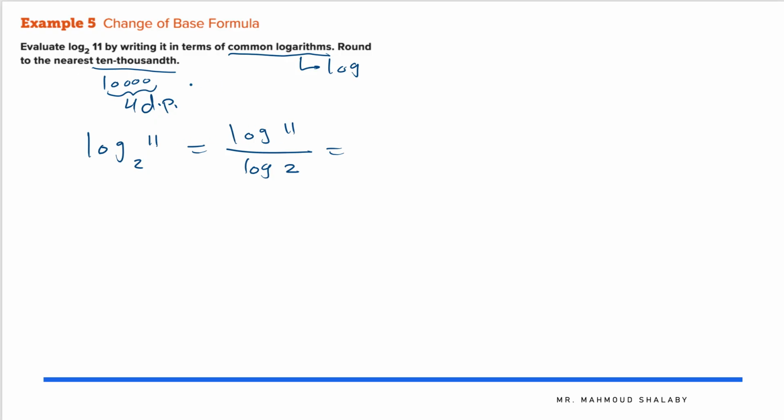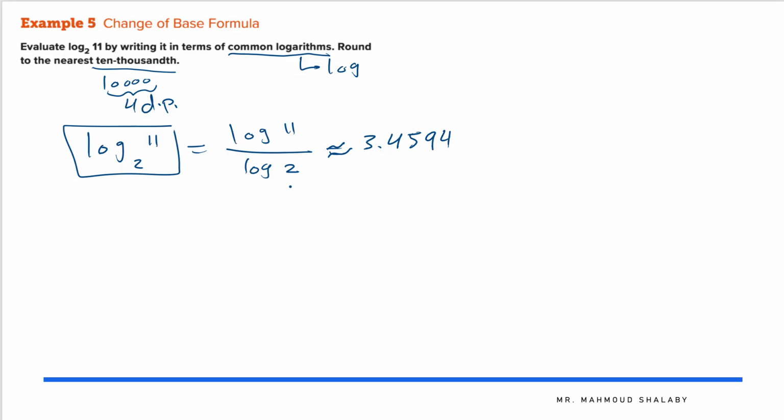Actually, I doubt they will ask you to round, because otherwise I can just put this on the calculator and find the result to 4 decimal places. Or if you use the other form here, you still can use a calculator, and you will find the same result. So for example, log 11 to the base 2 is approximately, to 4 decimal places, 3.4594.